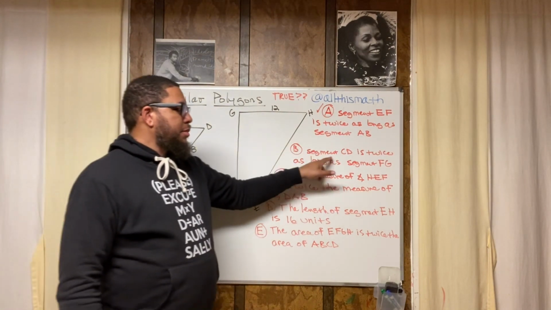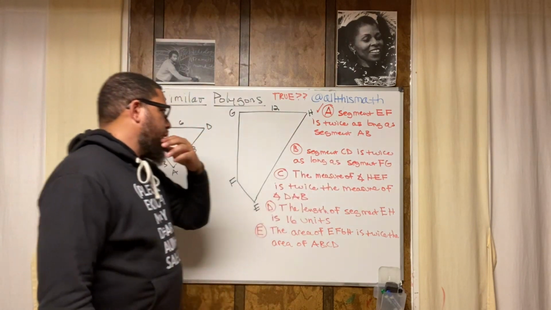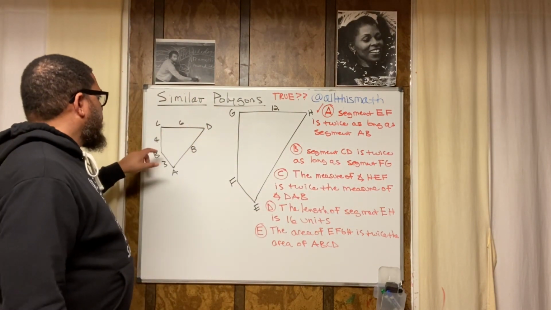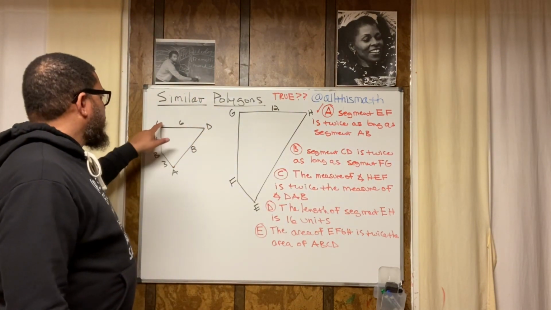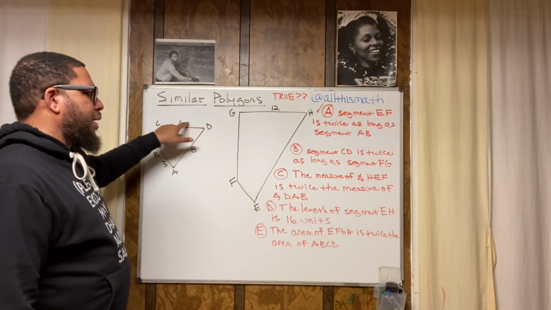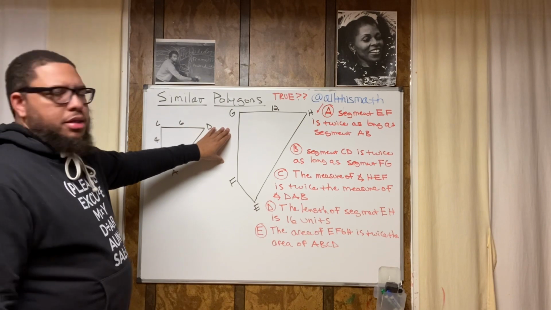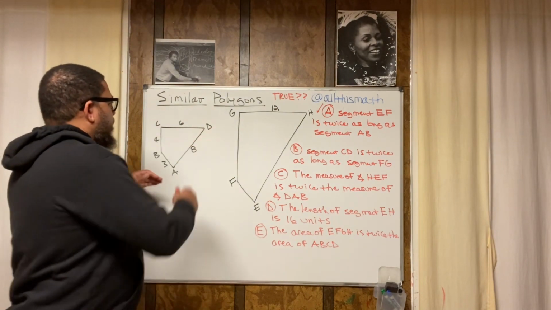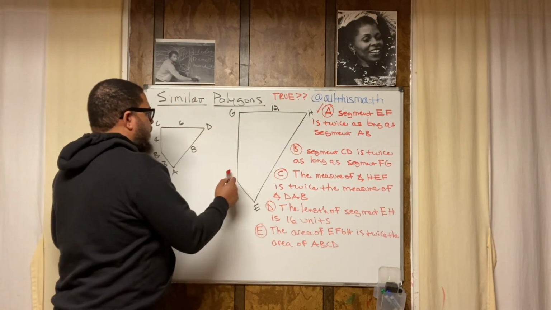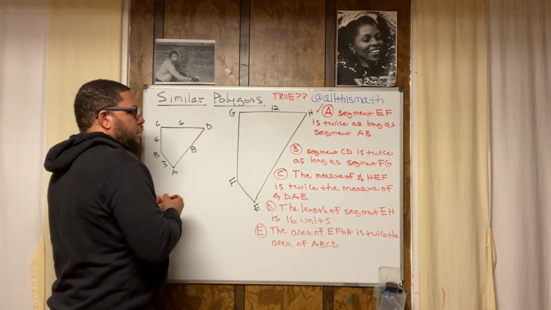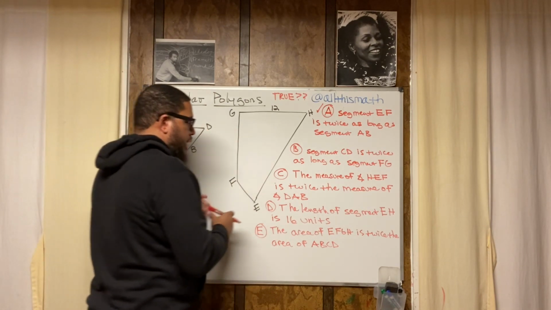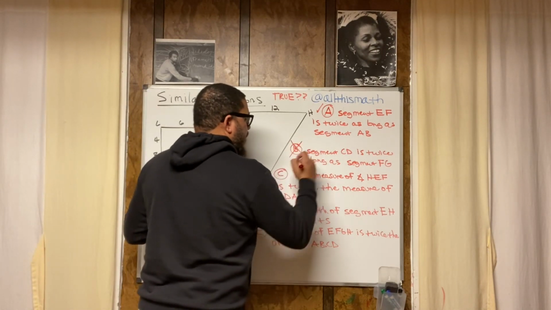Statement B: segment CD is twice as long as segment FG. Where's BD at? No, CD. CD is right here. And it says CD is twice as long as FG. Not at all, because FG is actually twice as long as CD. So this is not true. All right, they're trying to throw us for one. So I'm going to put an X through that.